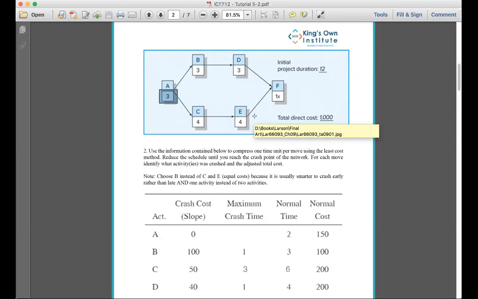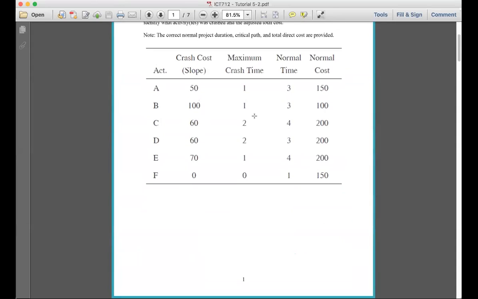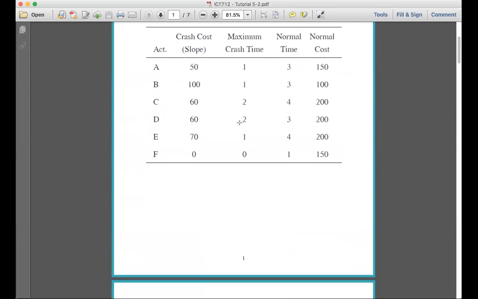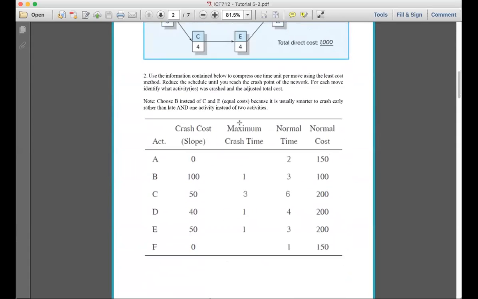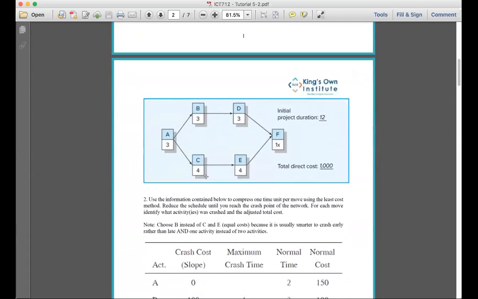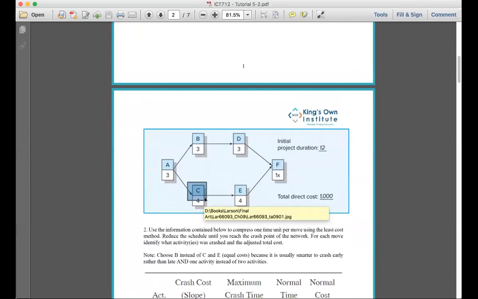Which one do I crash? Between C and E. C, sir. C, because C is 60. How many times can I crash C? 2 times. And because I can crash it 2 times, I basically go and look here, and this becomes, instead of 4, what does that become? 2. So I'm going to try to draw it for you on a paper.